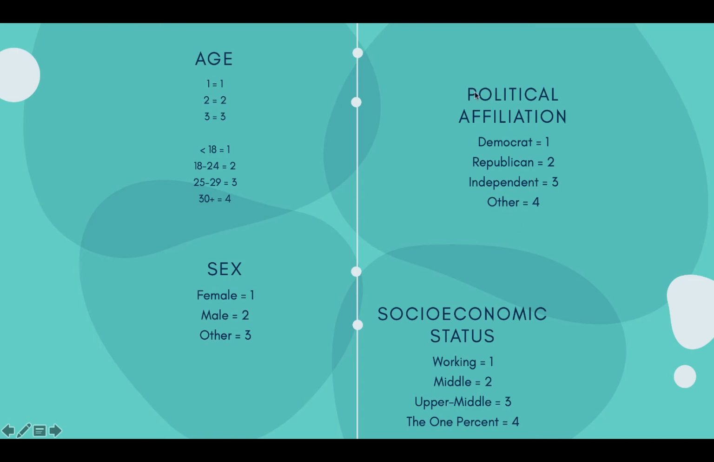So with political affiliation, we can assign numbers. These numbers don't mean anything, but we can assign numbers to them. Harkens back to that idea of checking the code book. If somebody says, I voted Democrat in the last election, but the code there is 1, you wouldn't know that without looking at the code book. Next, we have socioeconomic status. We can attach 1 to working, 2 to middle, 3 to upper middle, 4 to the 1%.